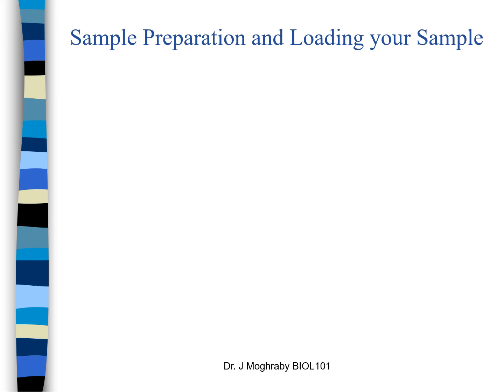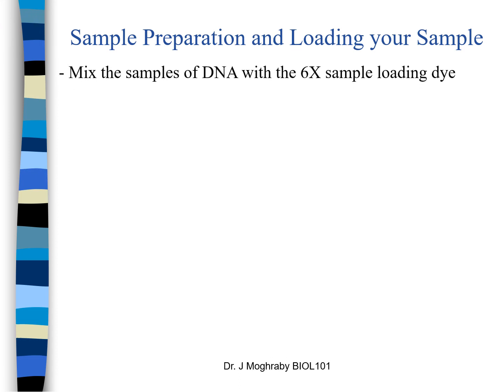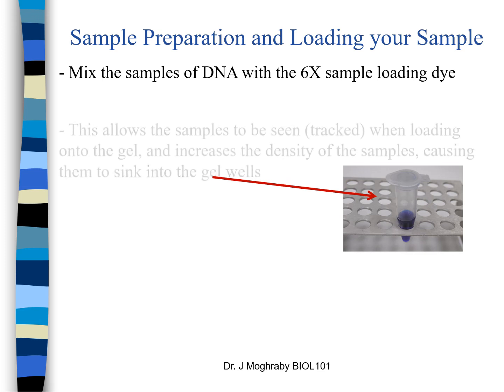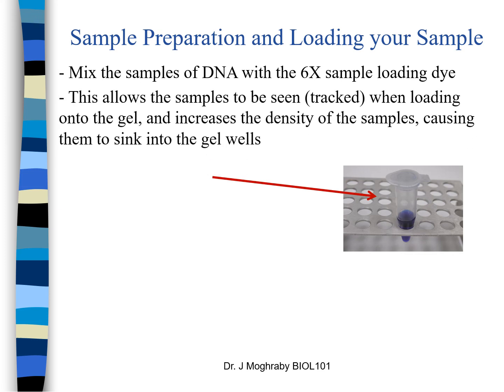We have to prepare the samples. We have to add a loading dye. So we mix each DNA sample with a 6 times loading dye. This is an example of a loading dye, as you guys can see here. It's bluish in color. It allows the sample to do 2 things: to be seen, to be tracked when loading onto the gel, and to increase the density of the samples, causing them to sink into the gel wells.